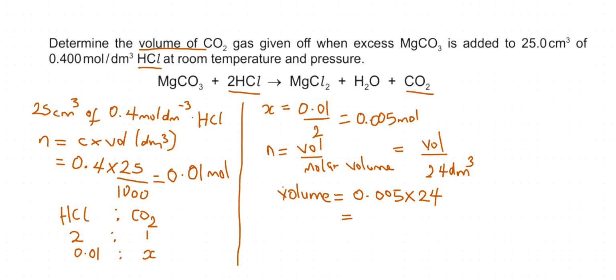So that will give us 0.12 decimeter cube. And that's the volume of carbon dioxide gas given off when magnesium carbonate is added. So that'll bring us to the end of today's teaching. I hope you enjoyed it, and you can see that calculations that have to do with stoichiometry are quite easy. It's not as difficult as you think it is.